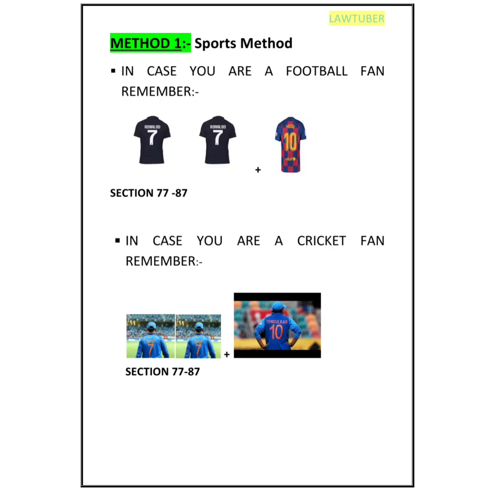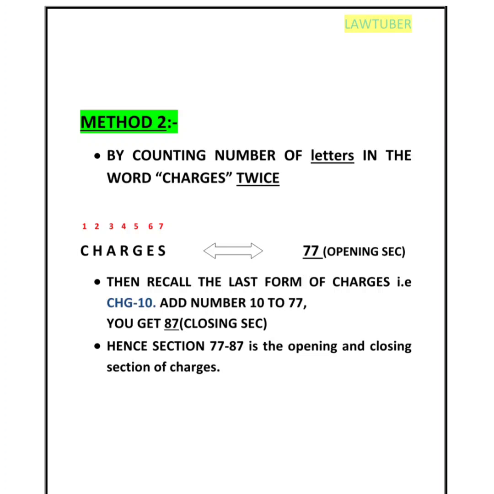section 77 to 87. So now let us say you are not a sports fan. In such a case, what do you do? Simple. You just start by counting the number of letters in the word charges twice. So let's count the number of letters in the word charges. C is 1, H 2, A 3, R 4, G 5, E 6, S 7. So there are a total of 7 letters in the word charges. So just count it twice, right? The second time also you get 7. So 7, 7. That is the opening section of charges. Now, as in the introduction I told you, we'll be dealing with forms CHG 1 to CHG 10, right?